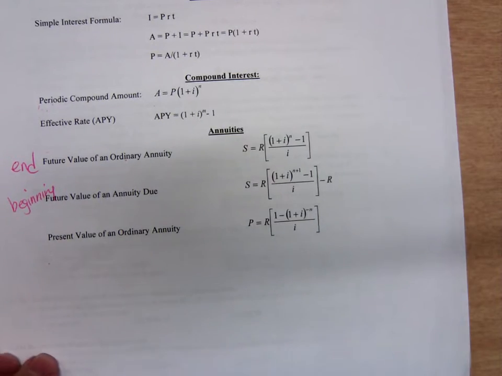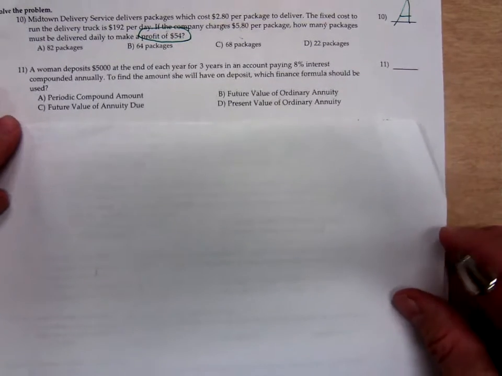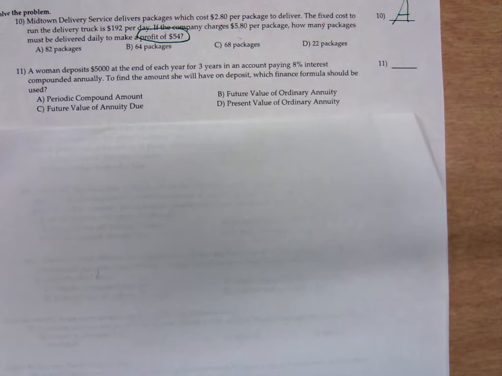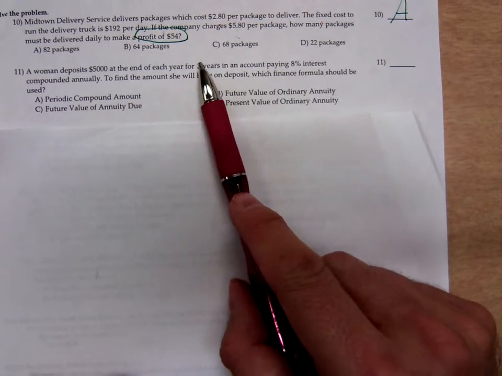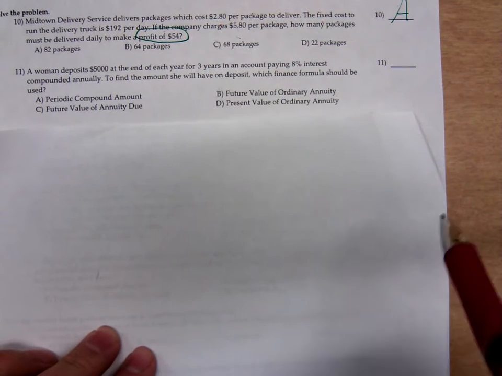Okay. So let's read number 11. A woman deposits $5,000 at the end of each year for 3 years in an account paying 8% interest compounded annually. To find the amount she will have on deposit, it's assumed she means at the end of the 3 years. Which finance formula should we use? Which formula would you use?